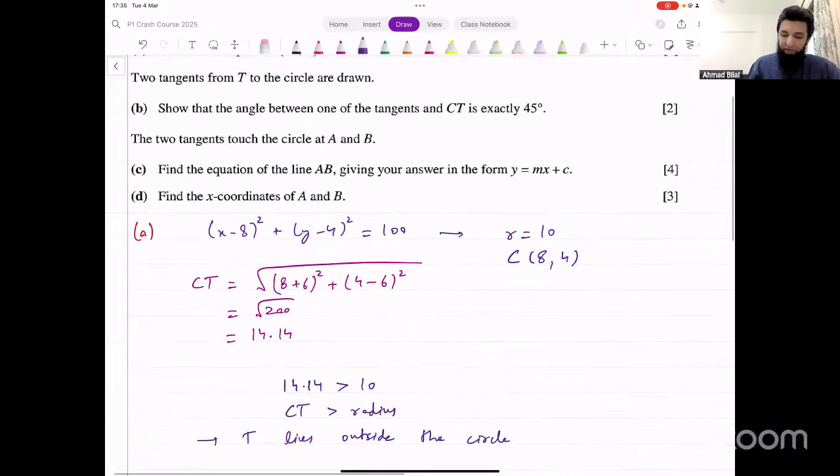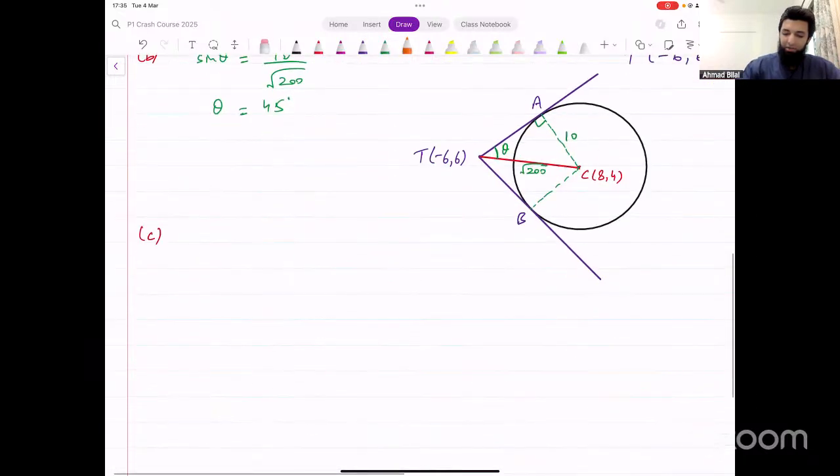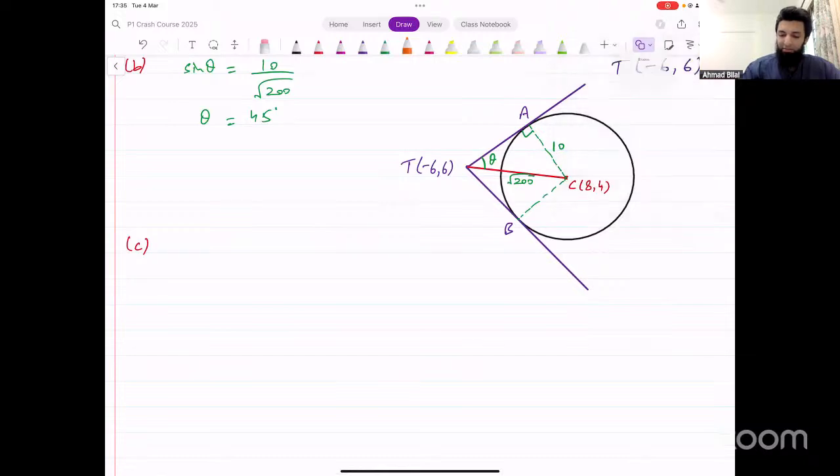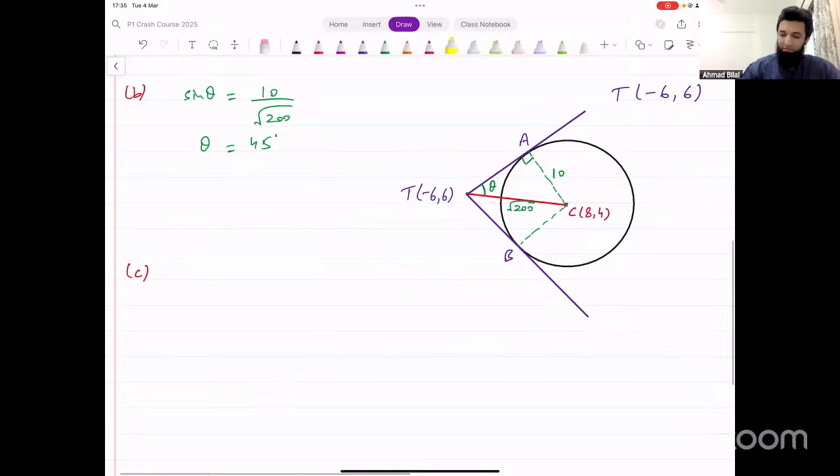Now, find the equation of the line AB, giving your answer in the form y equals mx plus c. We are looking for the equation of this line AB. Let me draw it like this. This is the line AB. We want to find the equation of this line. How can we do this? How can we find the equation of this line? That's the question now.